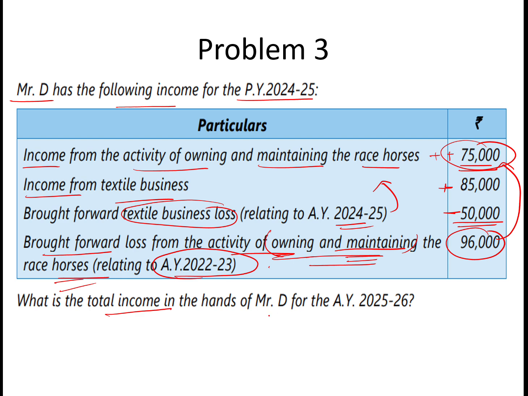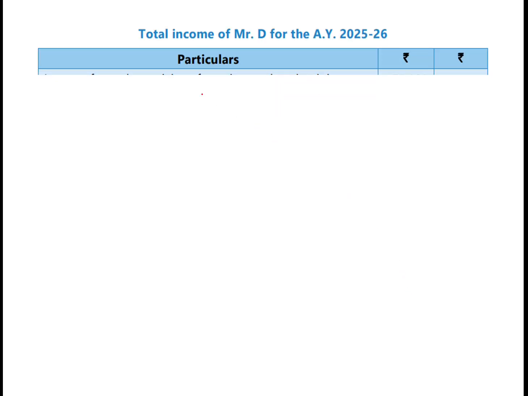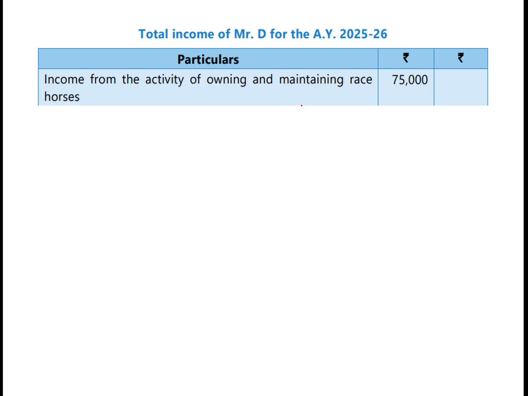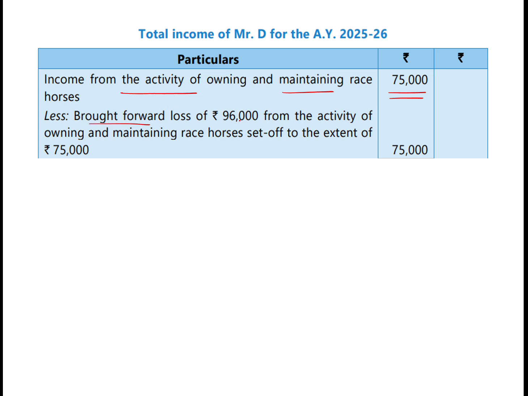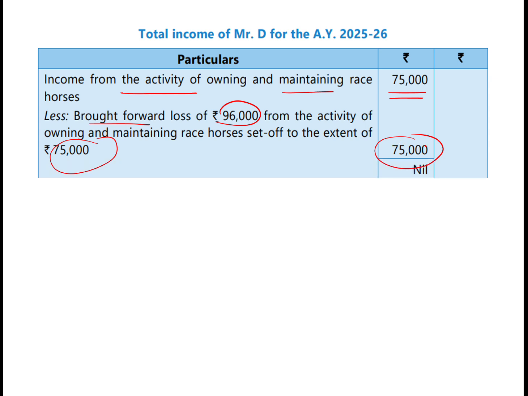We need to calculate total income of Mr. D for assessment year 25-26. The total income of Mr. D for assessment year 25-26 is as follows. Income from activity of owning and maintaining horse races is 75,000. We can set off with brought forward loss of 96,000. So out of 96,000 we can utilize 75,000 and the amount will be nil.